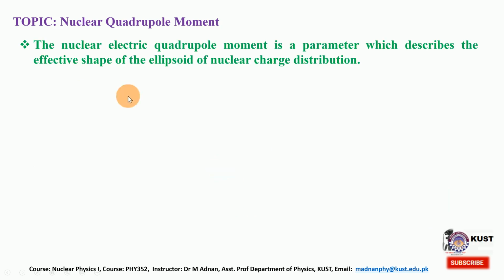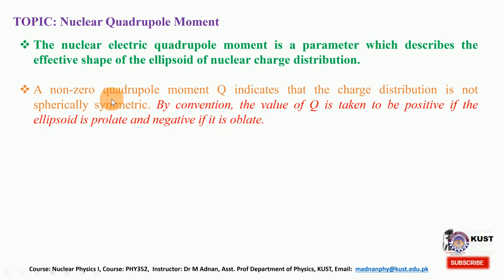Now, one can say that the nuclear electric quadrupole moment is a parameter, represented by capital Q, which describes the effective shape of the ellipsoid of nuclear charge distribution, as we have discussed in the three situations. A non-zero quadrupole moment Q indicates that the charge distribution is not spherically symmetric, as we discussed on the previous slide.